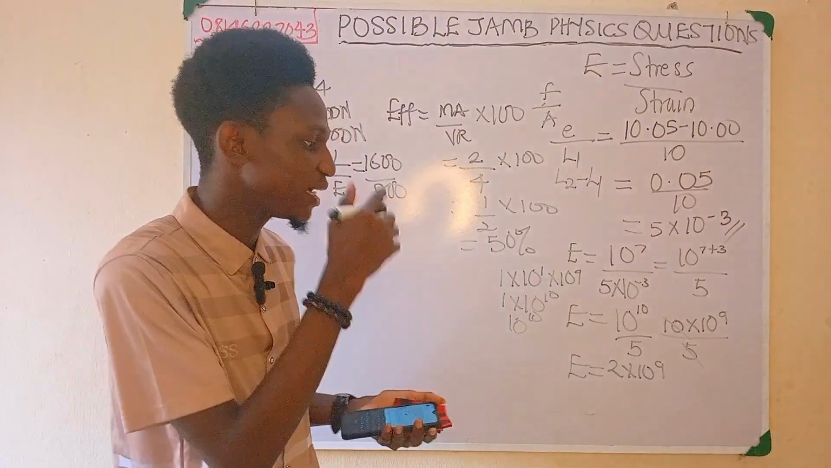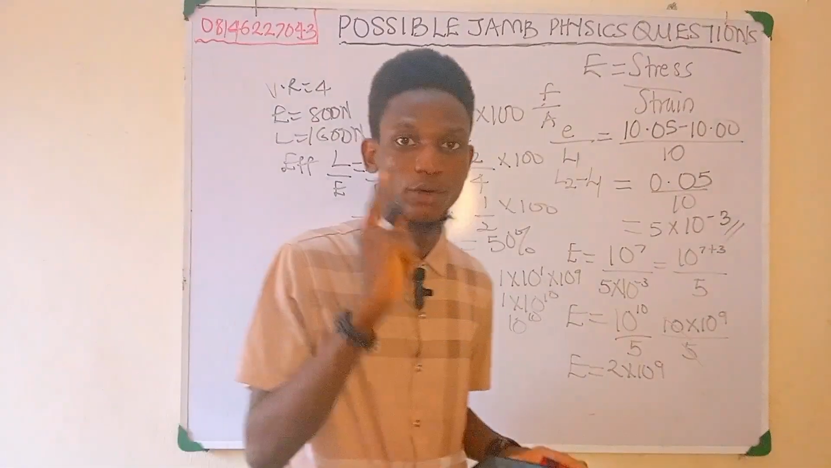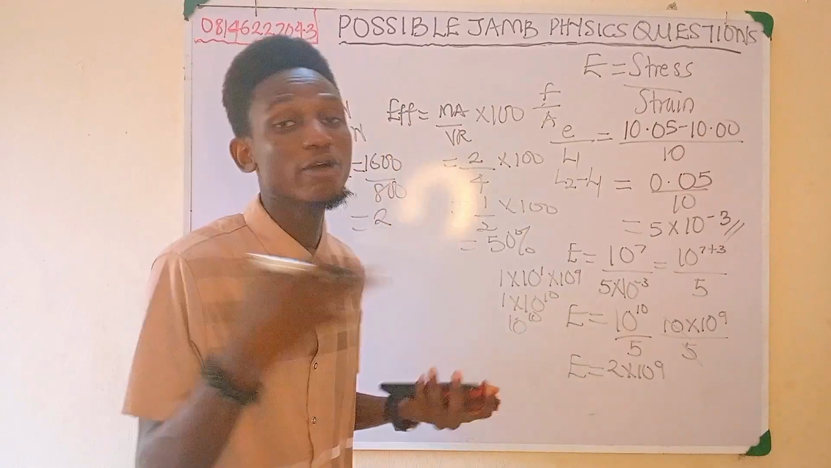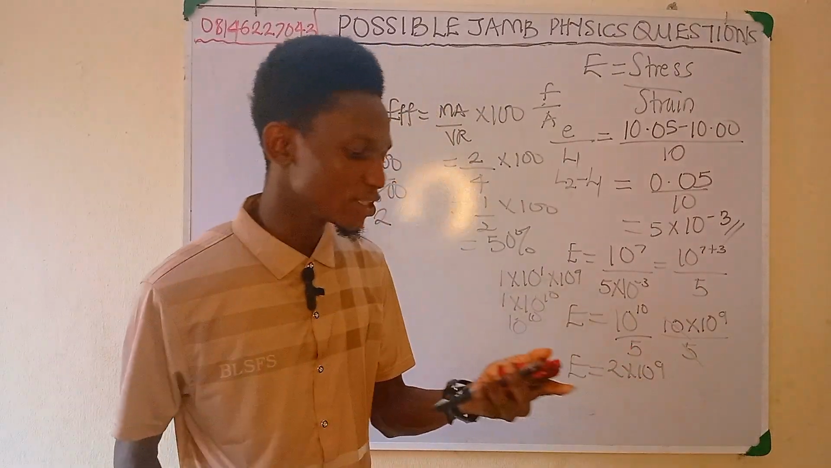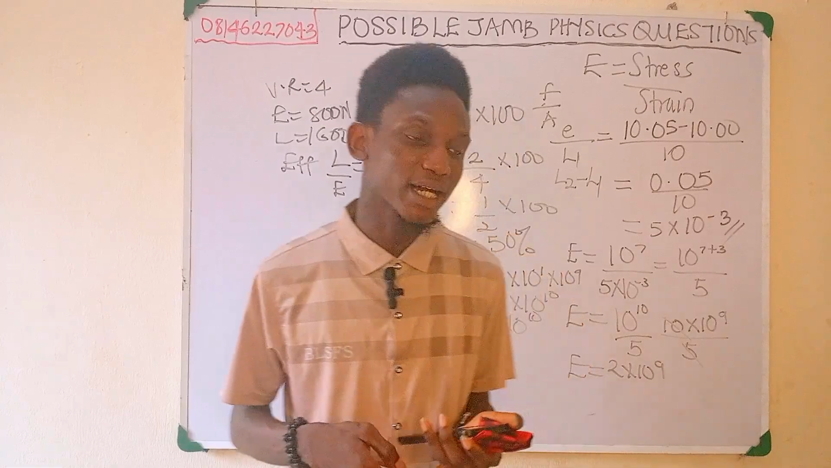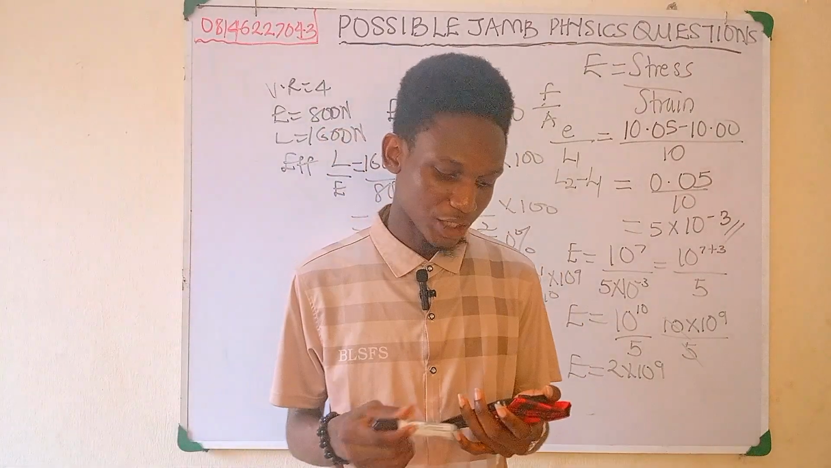For instance, I think there's 10 raised to the power 8 in the options. So if you don't do it very well, you may get option D and you are wrong. Hope you understand. So just try to learn the laws of indices and get option D as the correct answer. So 2 times 10 to the power 9 is the correct answer.